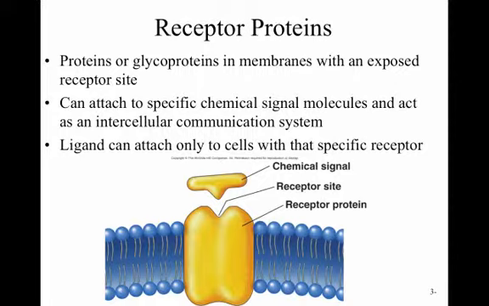Receptor proteins. They're proteins or glycoproteins in the membrane with exposed receptor sites that can attach to specific chemical signals and act as intercellular communication. It's specific: it has a receptor site specific for a specific ligand, a specific chemical signal. So it's kind of like a ligand-gated channel where it's going to attach to a specific ligand, but it's not a channel. It's not opening up a channel.